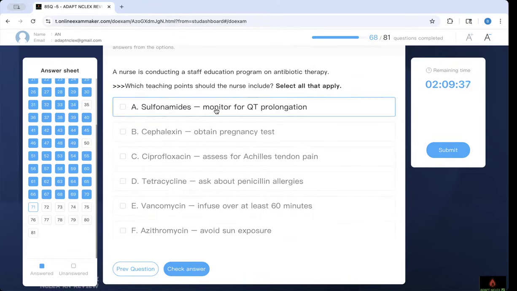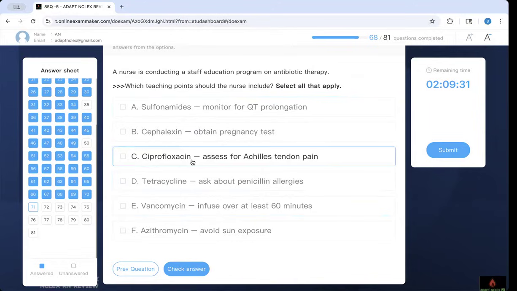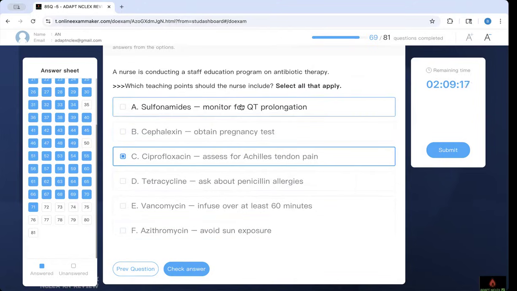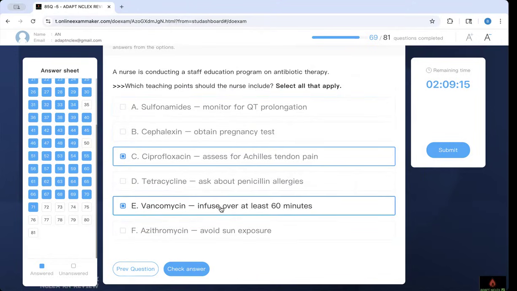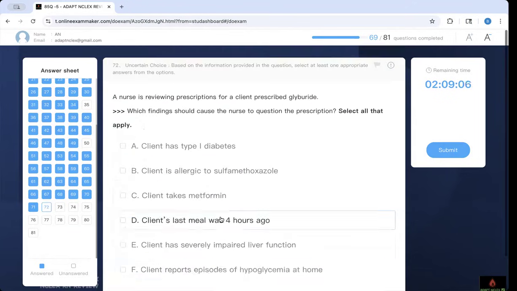So this is wrong pairing. Sulfasalazine, you ask for penicillin allergy. Wrong pairing. Ciprofloxacin, what do you think? Achilles tendon rupture. That's cool. Tetracycline, you worry about pregnancy. And azithromycin, QT prolongation. Vancomycin, infused over 6 minutes. So the only things that are paired appropriately are C and E. Those are the right answers. The others are wrong pairings.